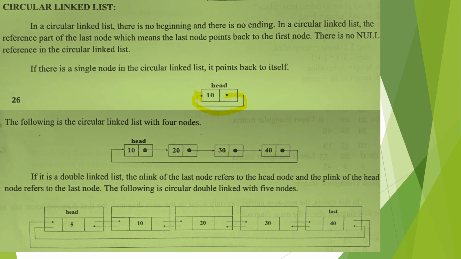In the same way, the double linked list contains two references. One is the previous element reference, and another one is the next node reference. In the last node, the next reference holds the address of the head, and in the head node, the plink refers to the address of the last element. So there is no null value in the circular double linked list.